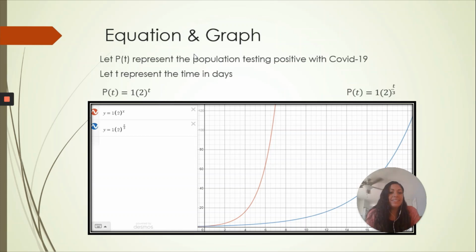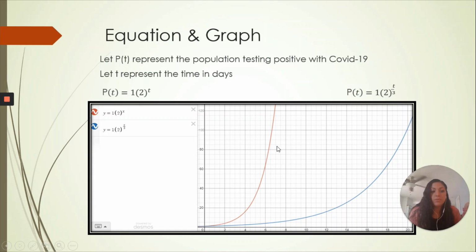So let's take a look at two graphs here. I made two equations. One's correct and one isn't. First of all, let's define our variables. When you're writing an equation or a function, you always want to define your variables. So we're going to let P of t represent the population testing positive with COVID-19 in the United States. I should have written that. Let t represent the time in days.